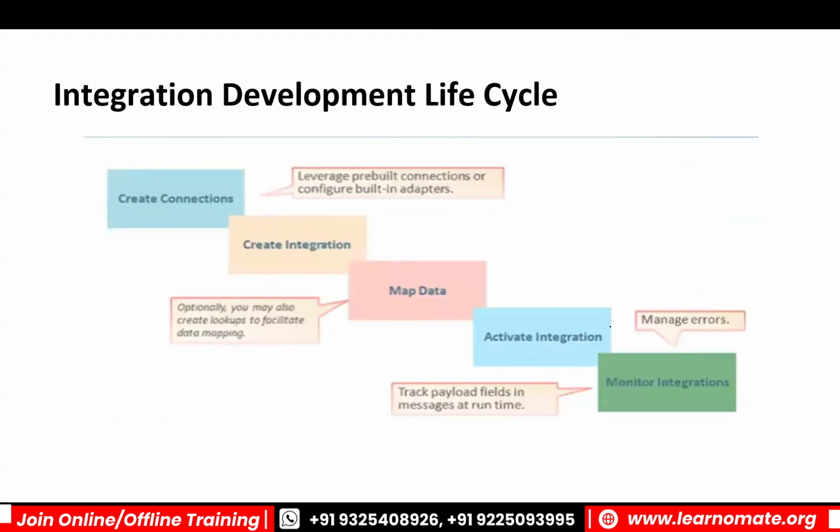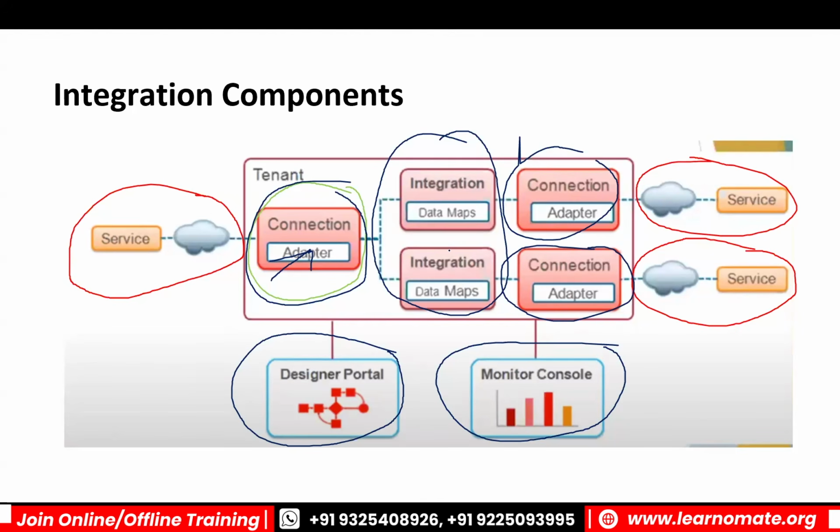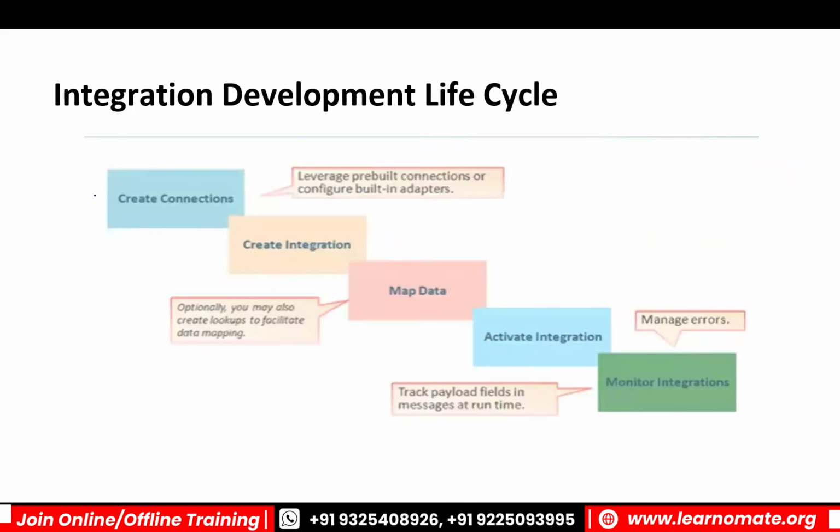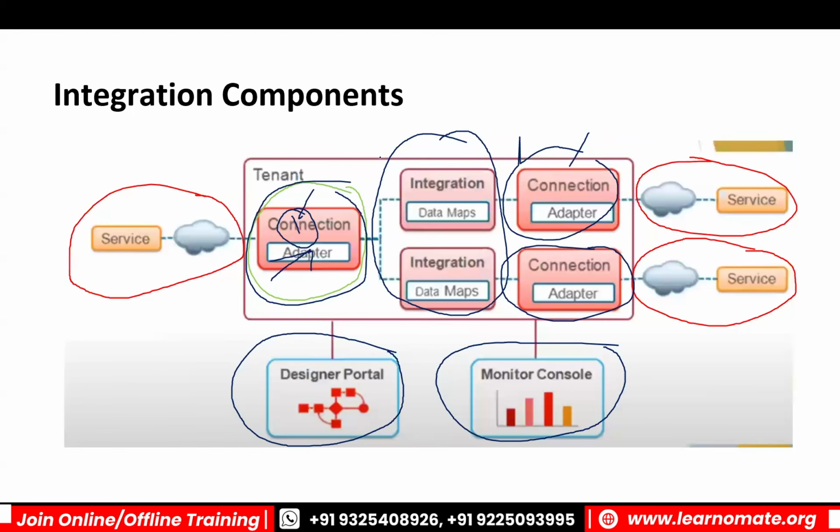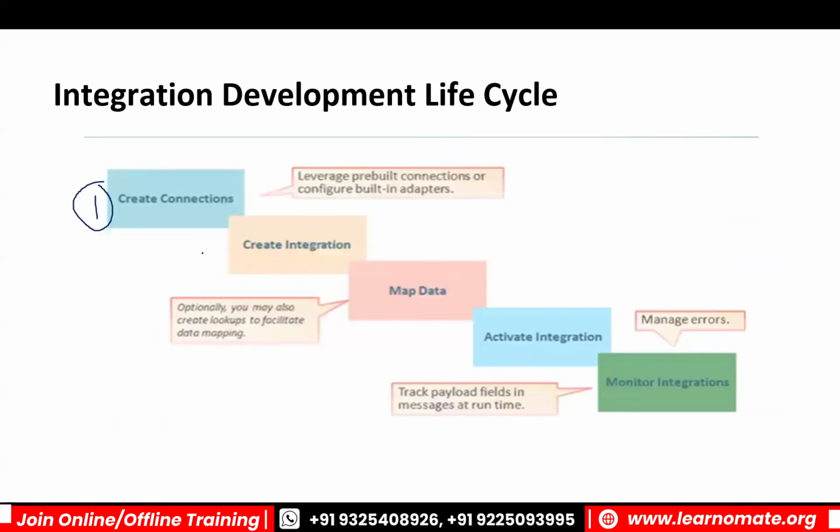Now, what is the development life cycle? Here we have seen how the integration components will be there, but what will be the development life cycle? As I was mentioning, we have to identify what the source system and the target system are. Once we identify them, we need to create the connections. So this is step one. If you see the next slide, we have to create the connections first of all. Once our connection is created, we will create the integration where we will write our logic. So this we can call step two.